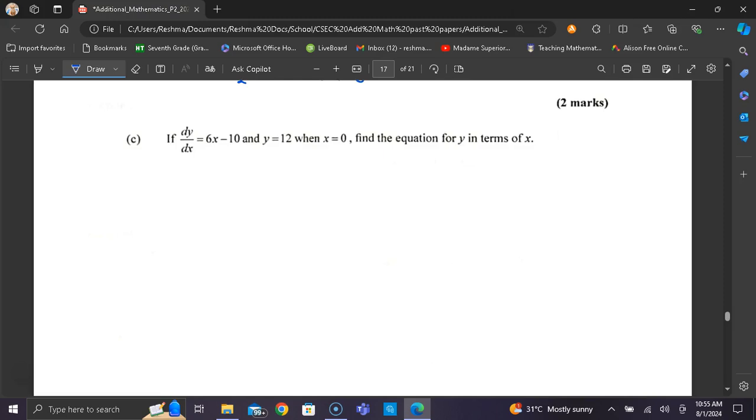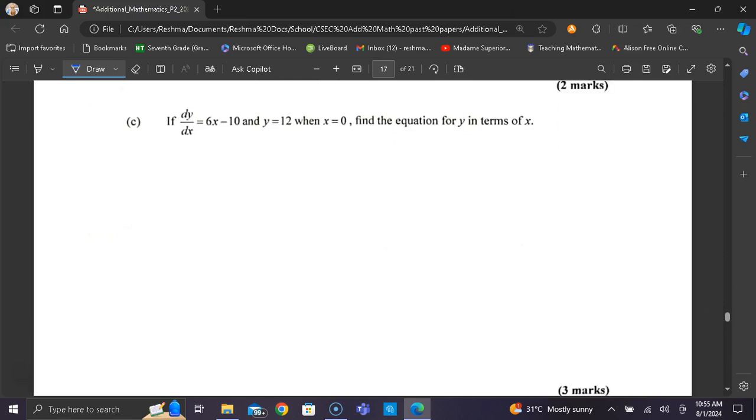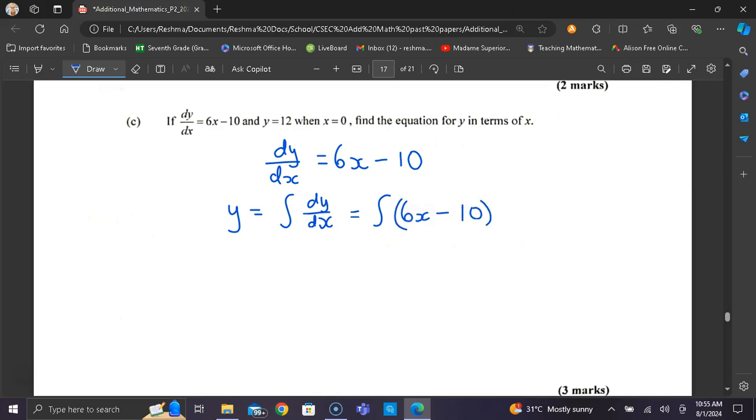So the last part of question 5 is for 3 marks. If dy/dx is equal to 6x minus 10, and y is 12 when x is 0, find the equation for y in terms of x. So dy/dx is given as 6x minus 10. Therefore, to find y, we need to integrate dy/dx with respect to x. So we are integrating 6x minus 10 with respect to x.